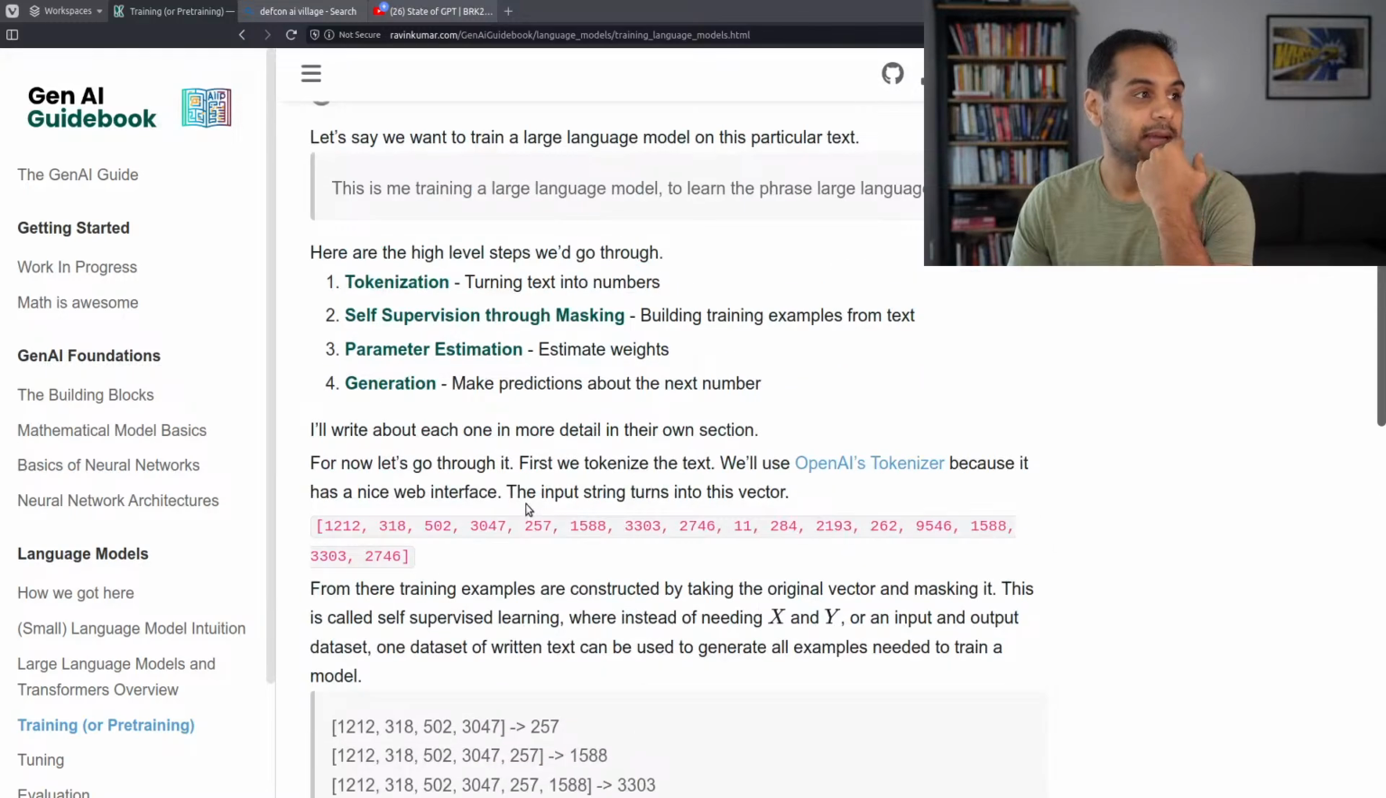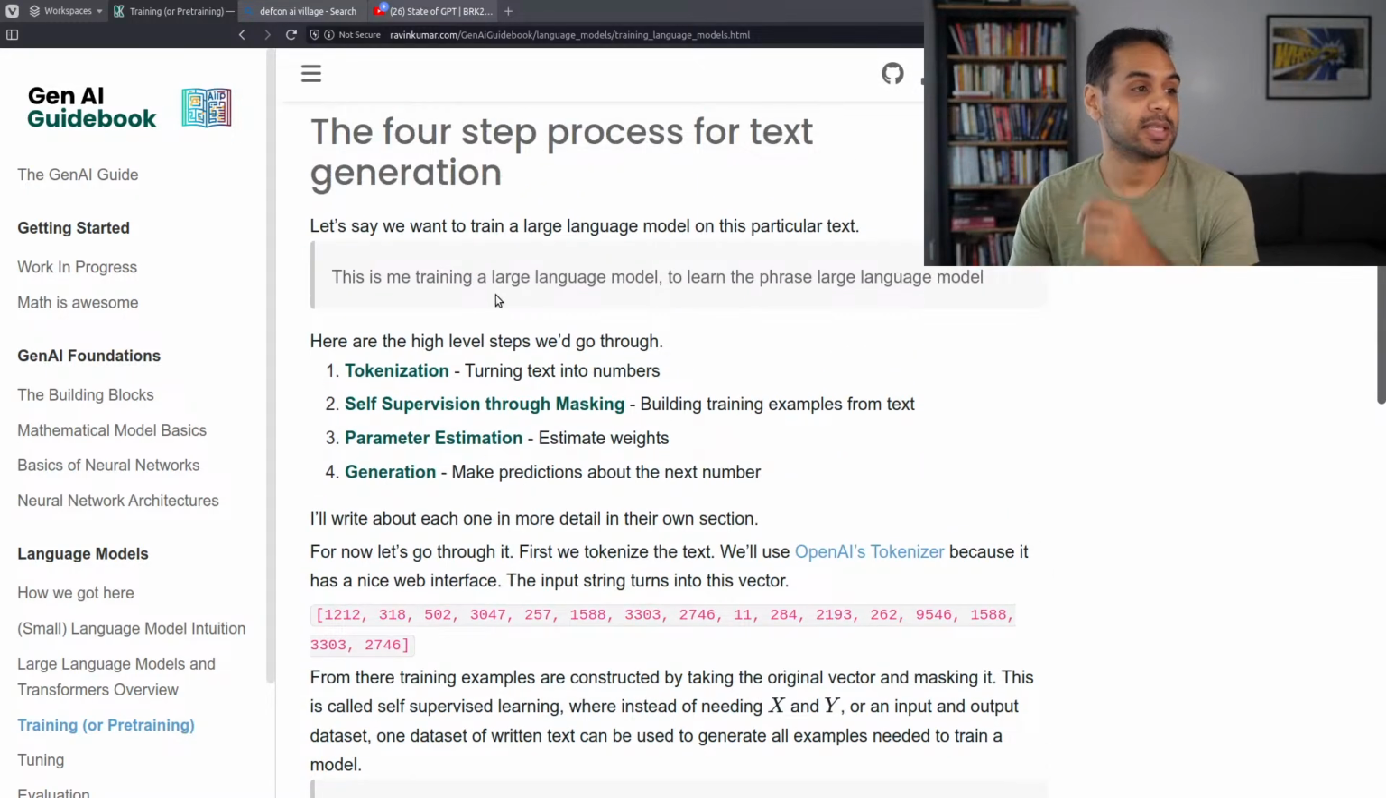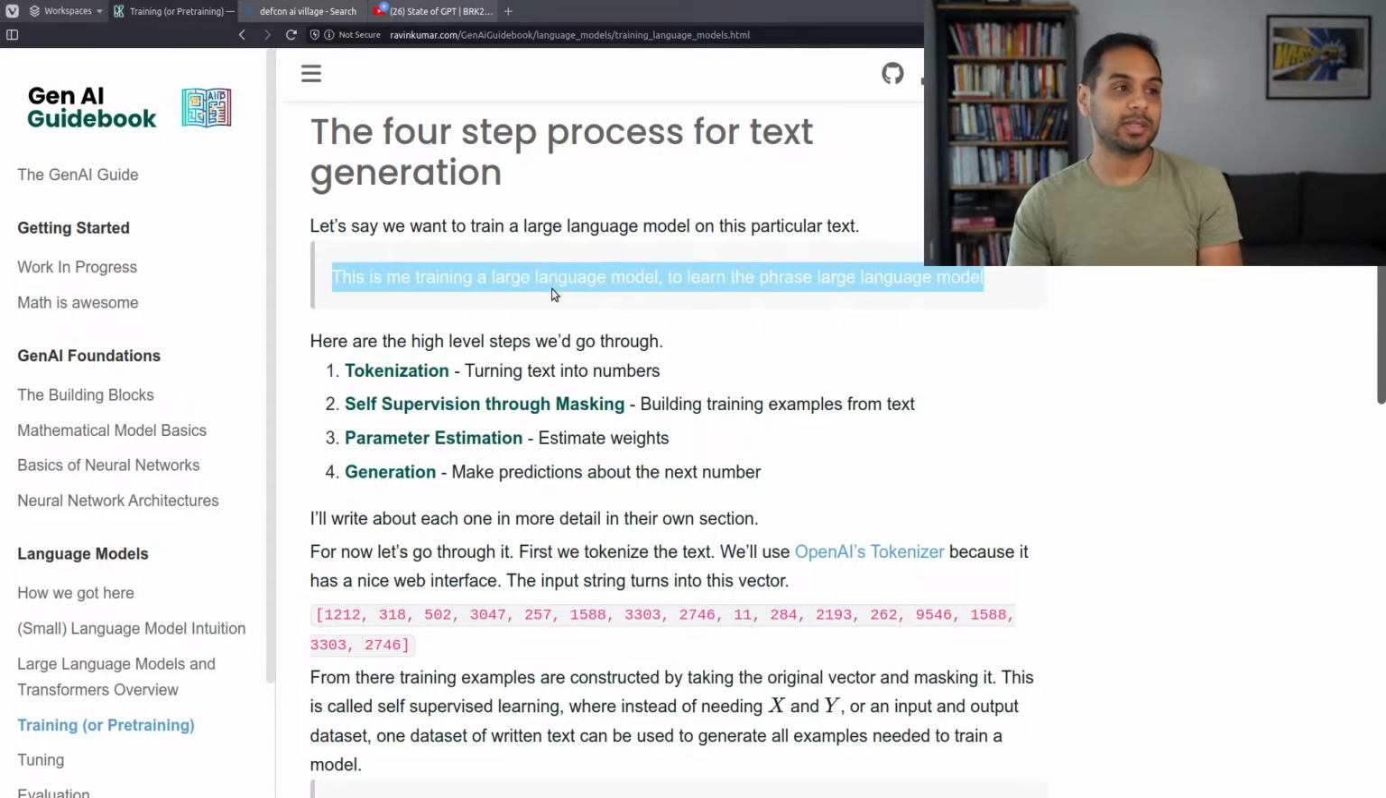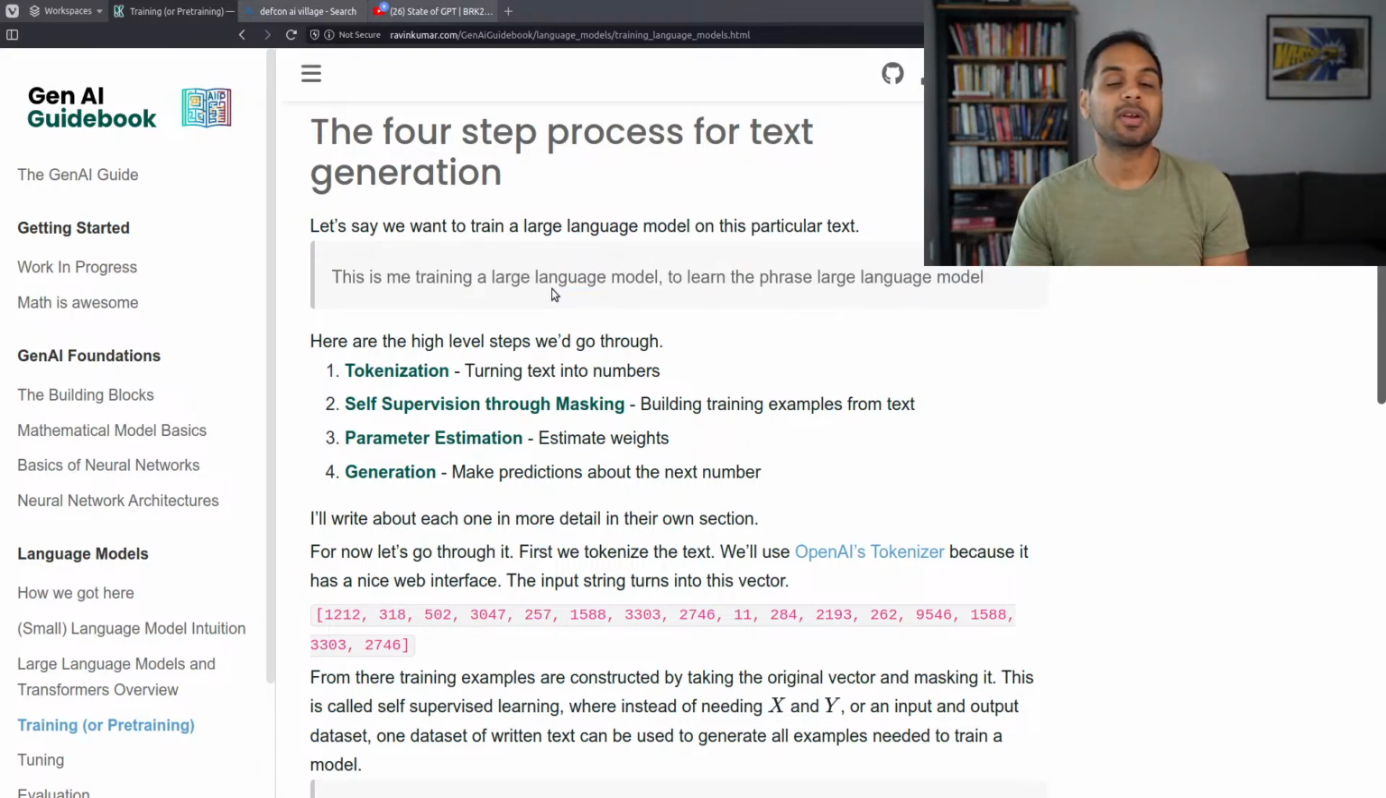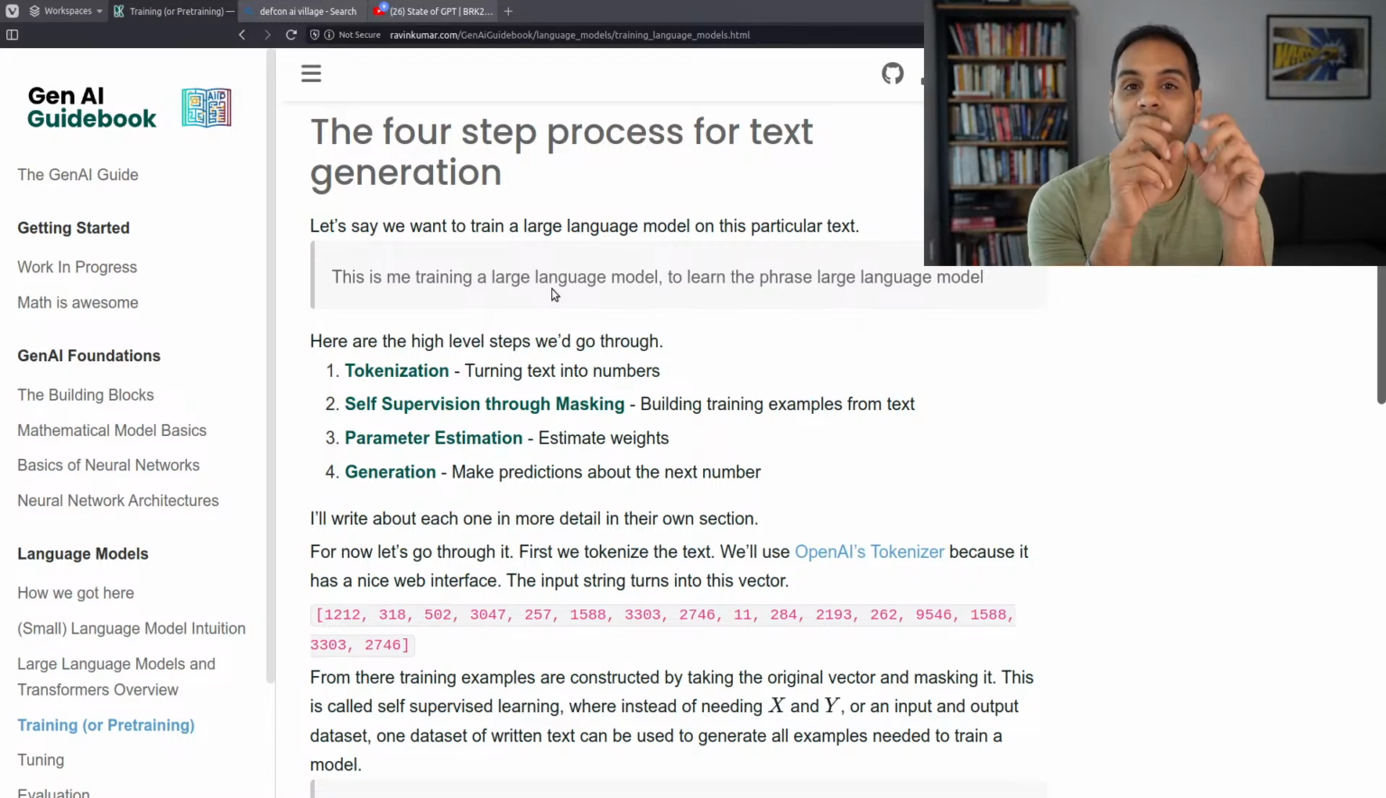So the discrete steps for doing these things is first you take these words and then you convert them into a numerical representation. Because we're working with a mathematical model, mathematical models can't operate on strings. They need to operate on numbers. So this particular step is called tokenization. It's turning these words into tokens.